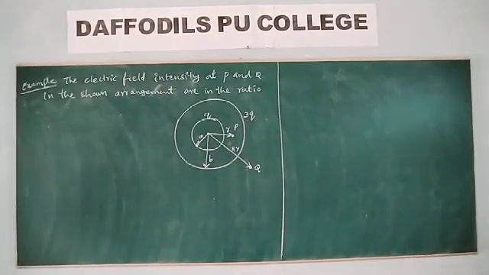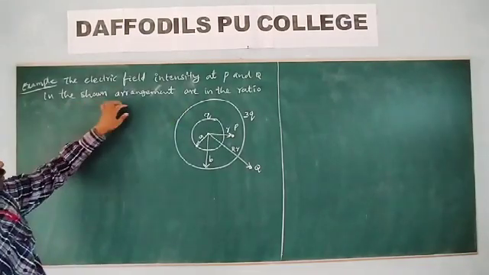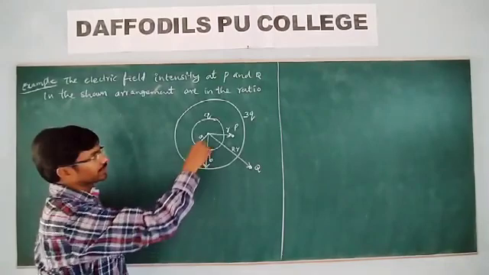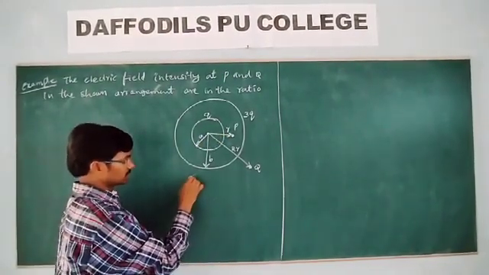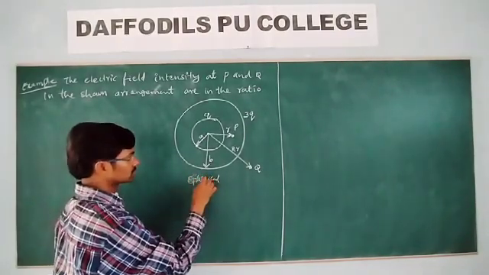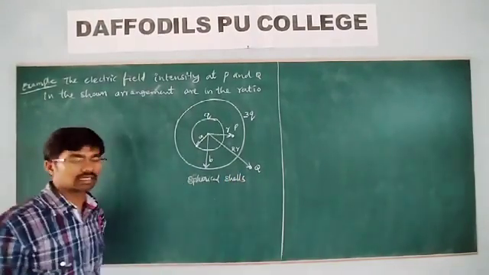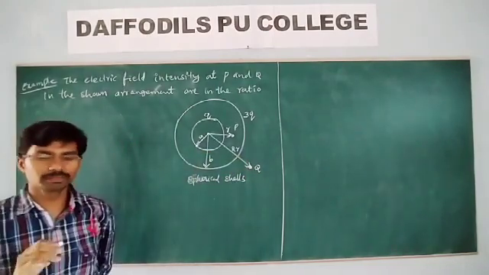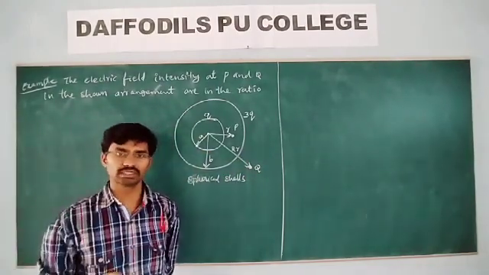Let us discuss one example. The electric field intensity at points P and Q in the shown arrangement are in the ratio. Here what is given? Two spherical shells. Okay, tell me, for a spherical shell, what is the electric field inside of the spherical shell? 0. Is it or not?